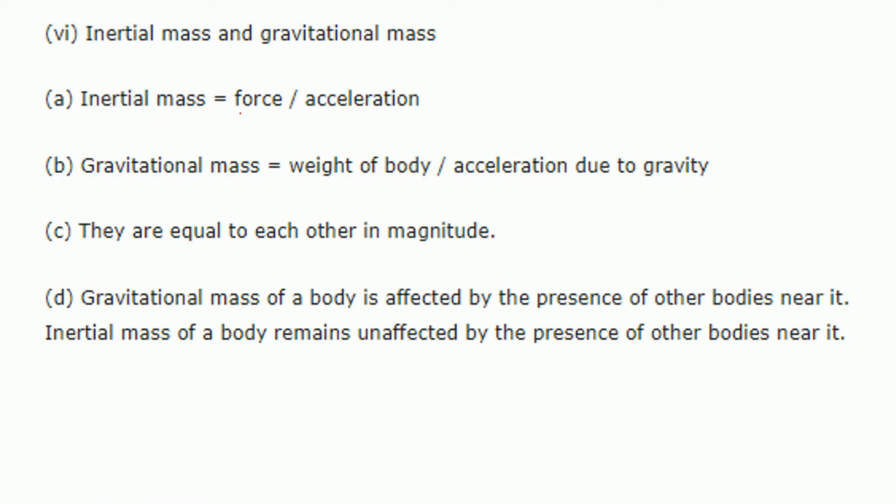The inertial mass is given by force upon acceleration, F by a. The gravitational mass is given by the weight of the body divided by the acceleration due to gravity. They are equal to each other in magnitude. Gravitational mass of a body is affected by the presence of another body because it is because of the gravitation. The inertial mass of a body will remain unaffected by the presence of another body because it remains the same wherever you go in the entire universe.